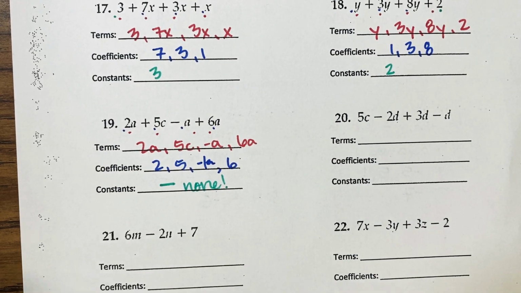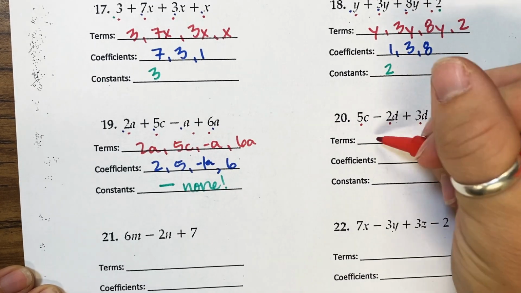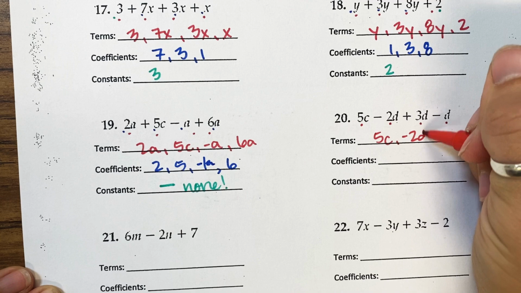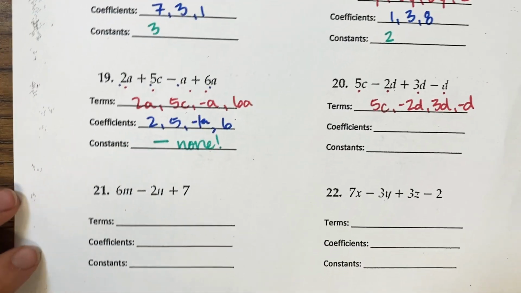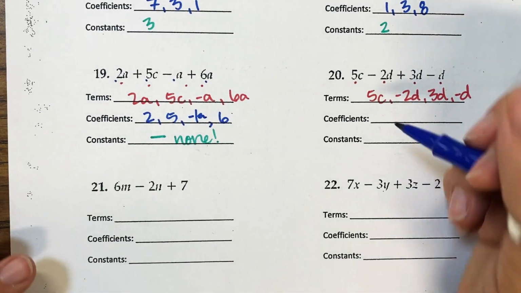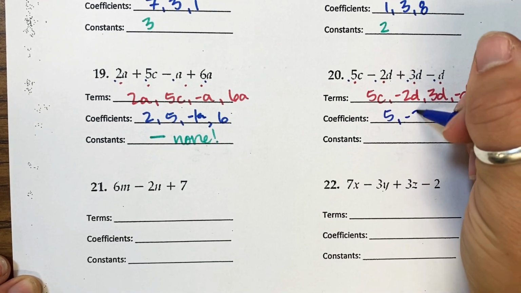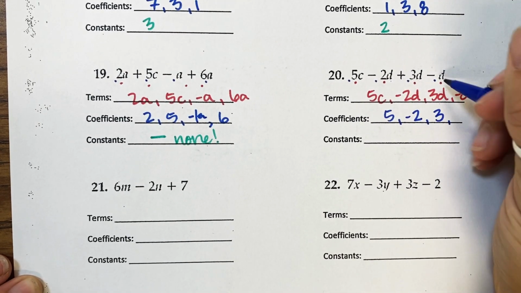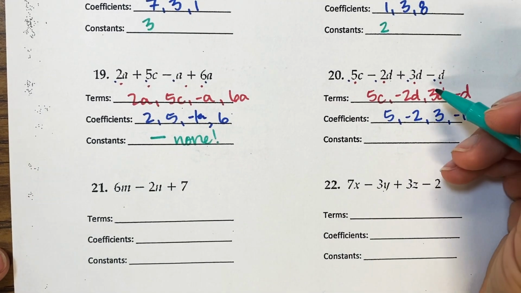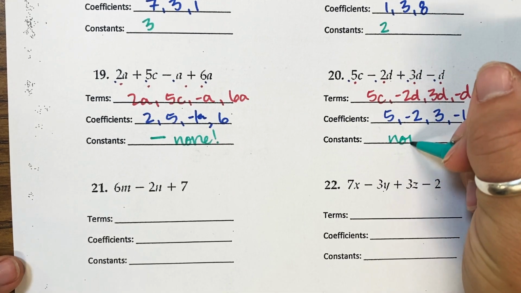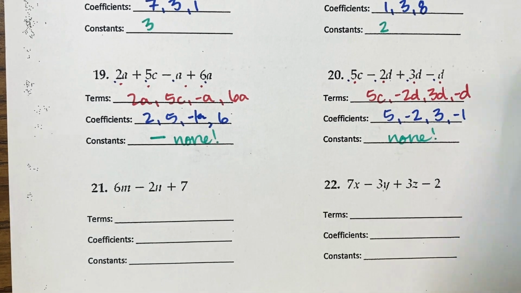Okay, number 20. We have 5c, negative 2d, 3d, and negative d. Okay, our coefficients, 5, negative 2, positive 3, negative 1. Okay, any constants in this one? Nope, there are none, right? 4 terms, 4 coefficients, so there's no constants.